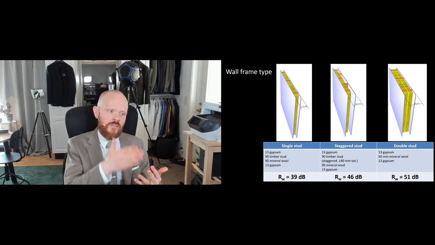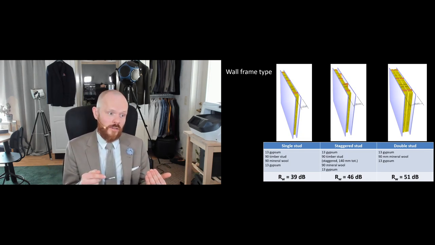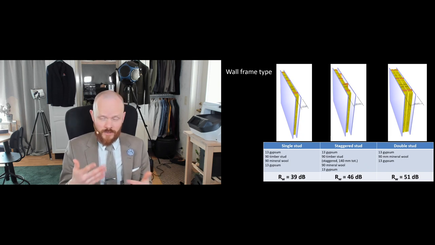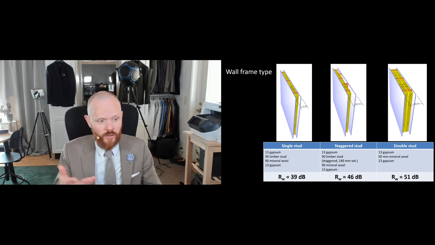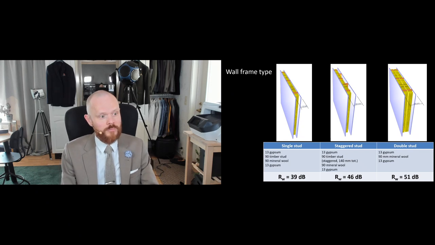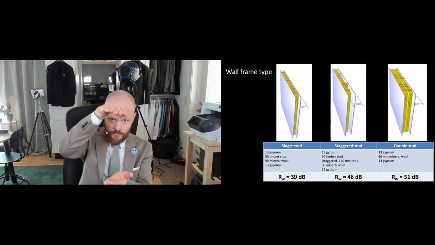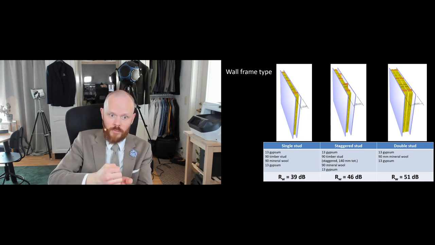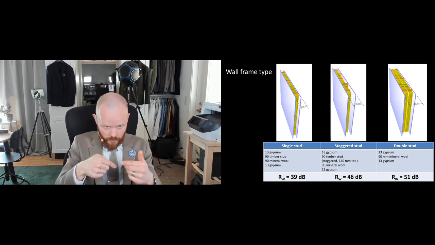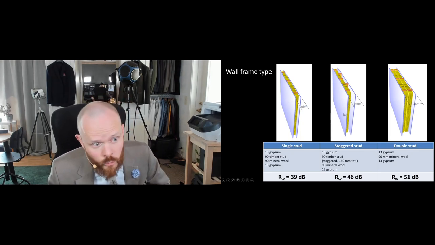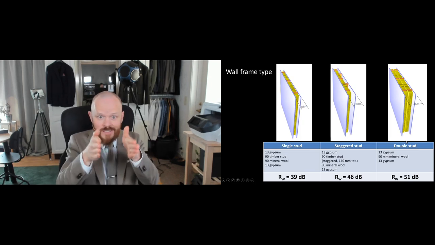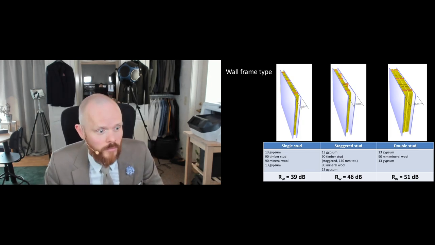It can never become as good as the double stud with a staggered stud, but maybe you can get close enough for the specific problem that you're trying to solve. Because with a staggered stud, it's still going to be connected in the top and the bottom. The wall has to attach to something. And there you get a structural connection, which you don't have with a double stud, because then it's completely two separate frames.